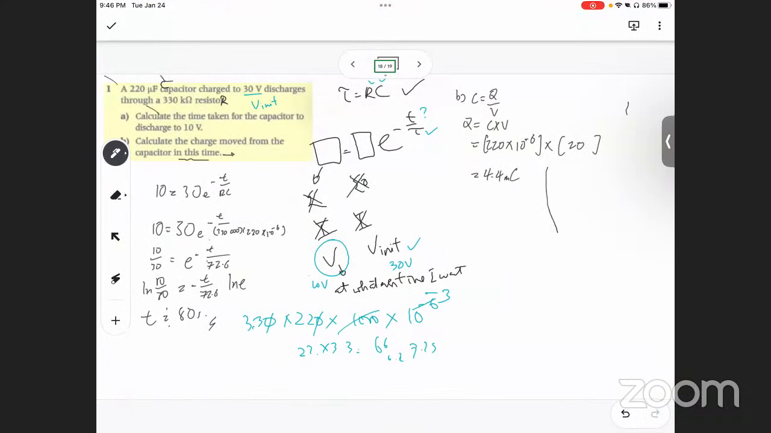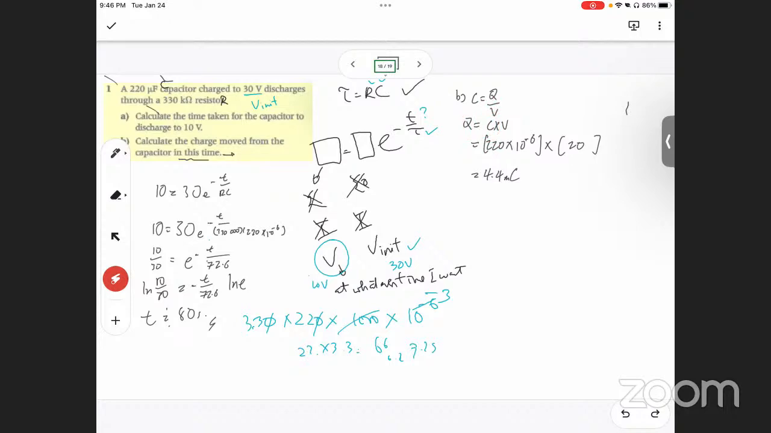Oh, it's for coulomb. It's stupid: there's one C here and then one C here. The Q unit is C, and the C unit is F.